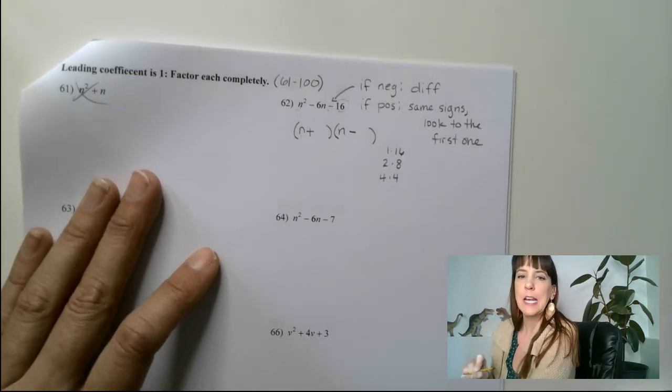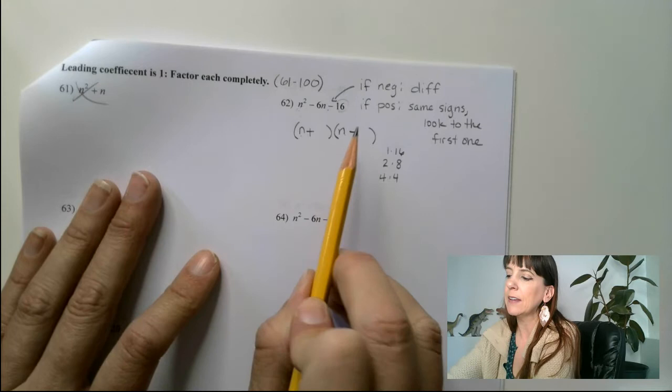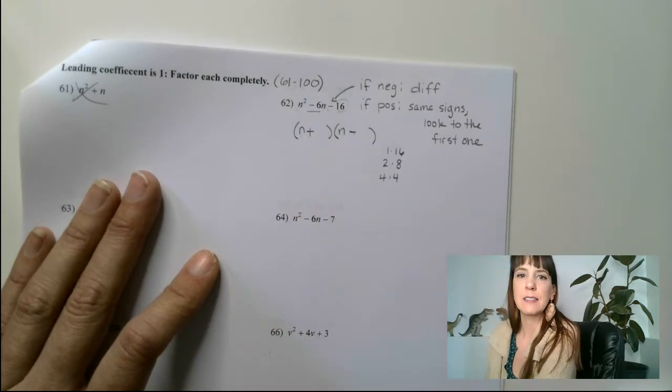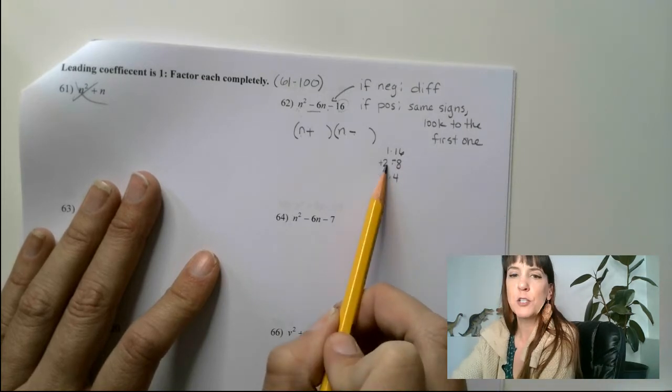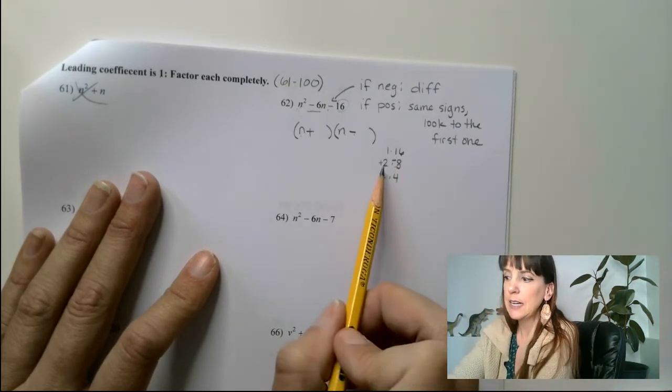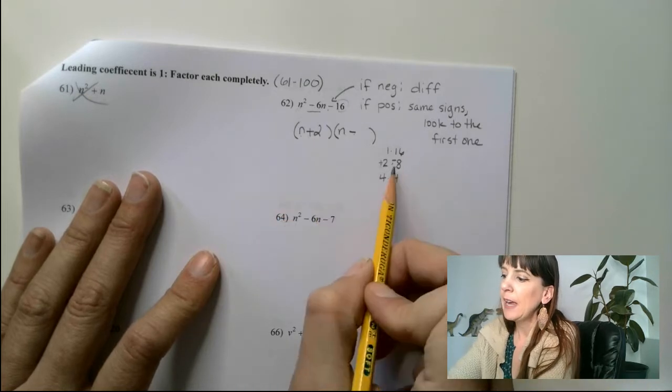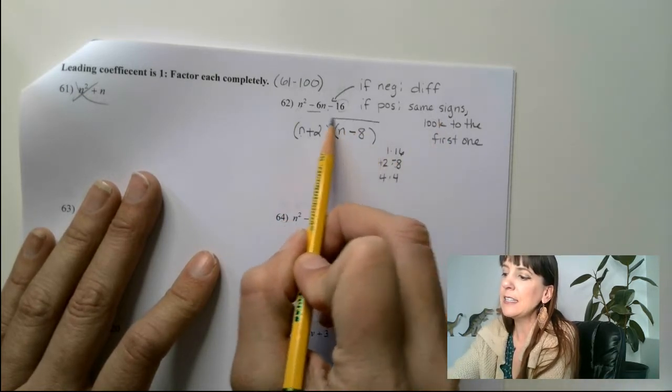There's all our factors. So I need a positive and a negative that gives me negative 6. So I'm going to do positive 2 and negative 8, because positive 2 plus negative 8 would give me negative 6. So positive 2 and negative 8. This is your factored form.